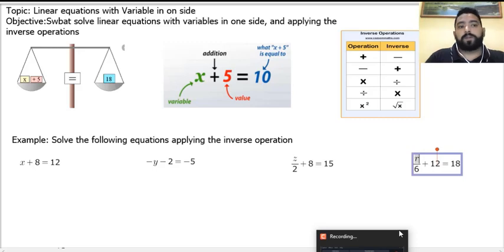Hi everyone, today I will explain linear equations with variables on one side. Before we start to solve linear equations, I'm going to try to explain what a linear equation means.